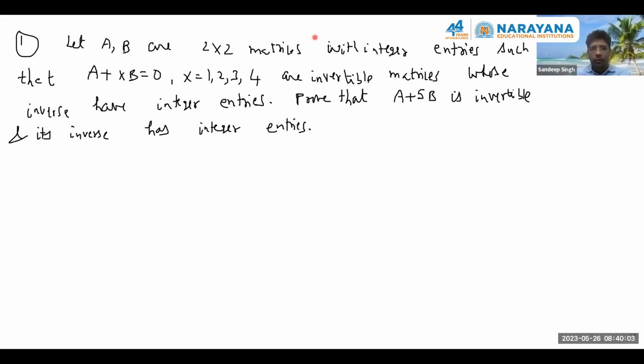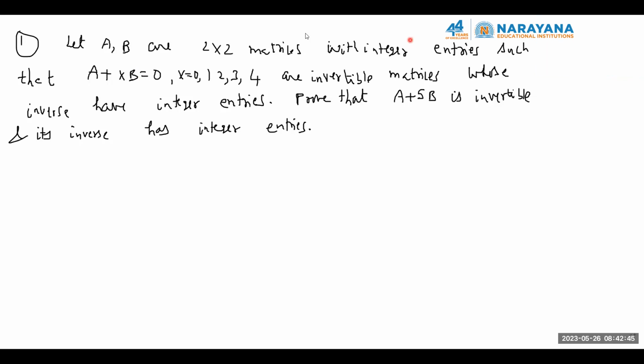Someone says A plus 5B is minus A. How? That is not the case. Check it properly. A and B are 2 by 2 matrices with integer entries. A plus XB, so for X equal to 1, 2, 3, 4. In fact, 0 is also there. For X equal to 0, 1, 2, 3, 4, 0 is also there. They are invertible matrices. So X equal to 0 means A is an invertible matrix. Then X equal to 1, A plus B is invertible, 2B, 3B, and 4. Is it clear?